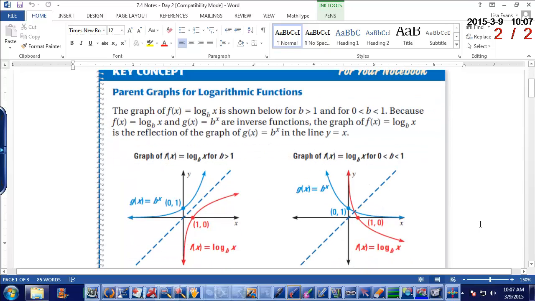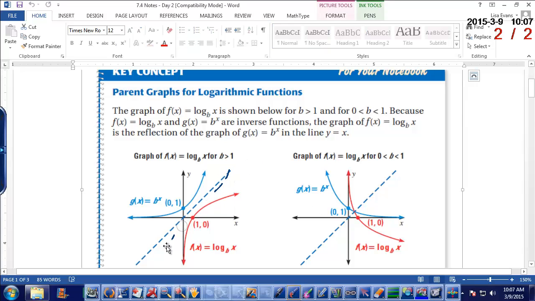So it says the graph of f of x equals log base b of x is shown below for when b is greater than 1 and for when b is between 0 and 1. Because the graph of log base b of x and the graph of b to the x are inverse functions, the graphs are reflections of each other over the y equals x line. So we could take a look at the blue graph and the red graph. We are going to be graphing the red graphs today.